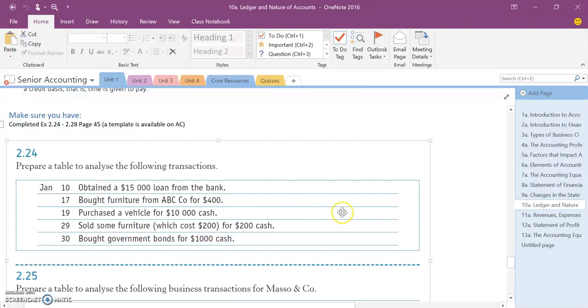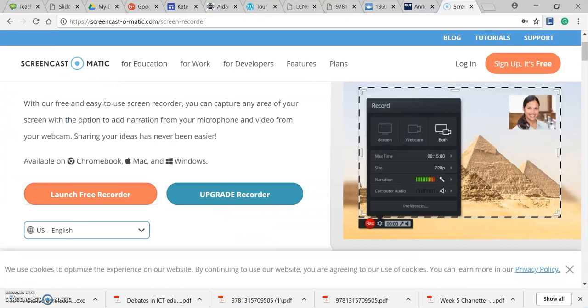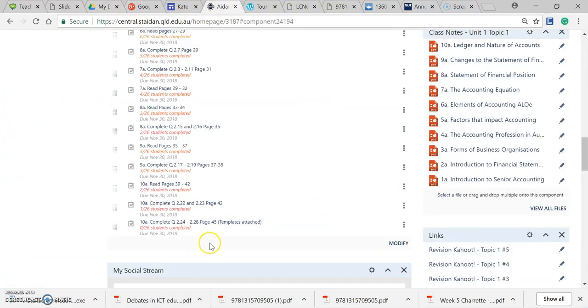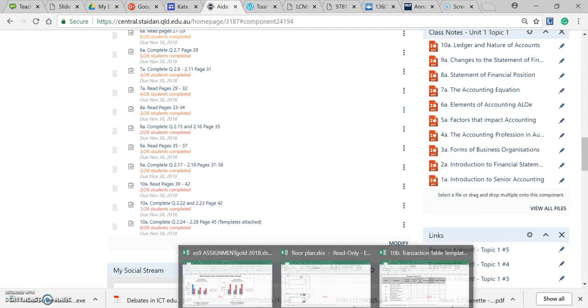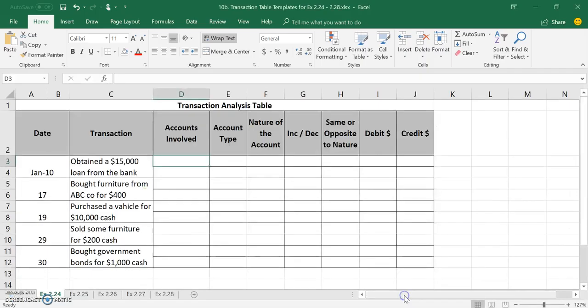Okay, important thing to note though, I have put templates for this on Aiden Central. So it is as a task on there, and that's just showing my Screencast-O-Matic. Where's my Aiden Central? There we go. So under this one here, if you click on that, there should be templates attached for these questions. Okay, so you don't need to then enter in any of those transactions. I have done that for you. Okay, so I'm going to open that up now.